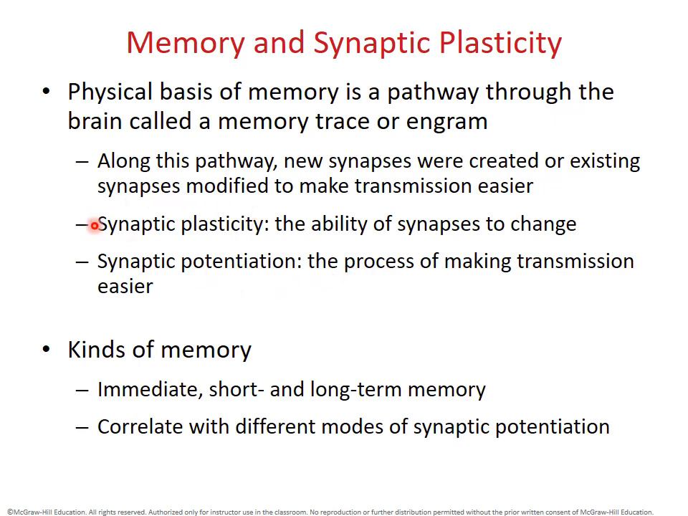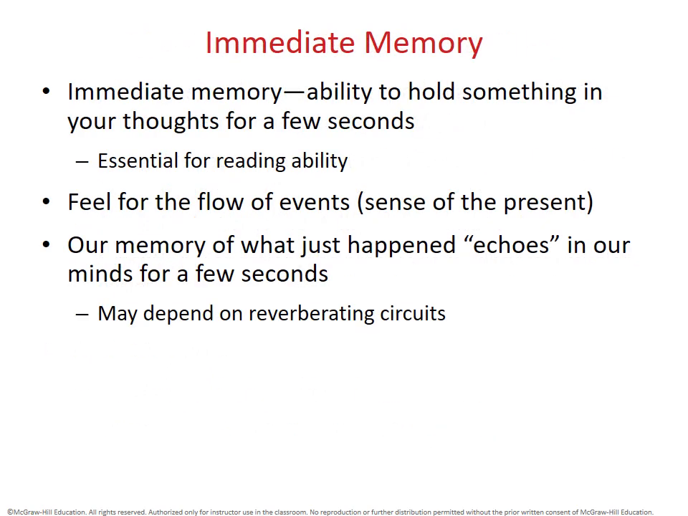And of course, these pathways are plastic as our memories are modified over the course of time. In terms of the kinds of memory we have immediate, short, and long-term memory, three different types of memory associated with three different levels of potentiation. Immediate memory is your ability to hold something in your thoughts for a few seconds only. And this is involved in things like reading, just recognizing a word, and understanding its meaning almost instantaneously as you read it.